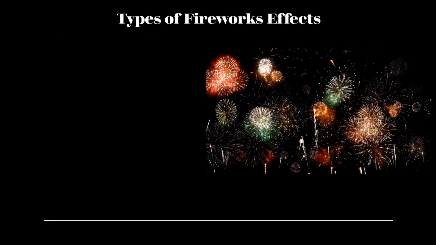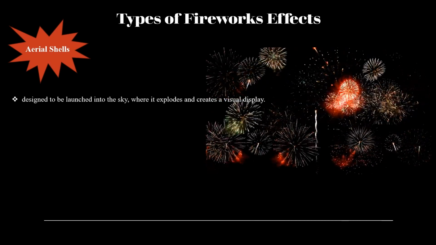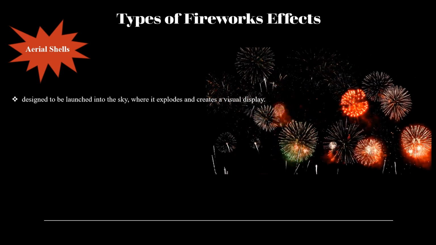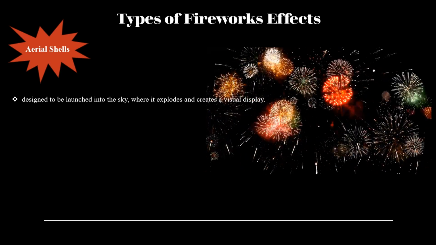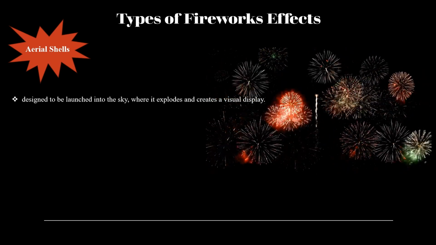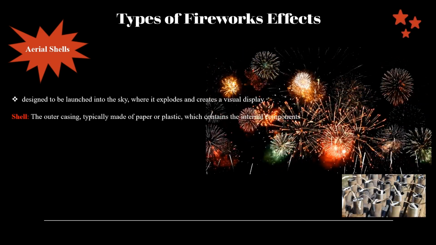The types of fireworks effects. The first, aerial shells. The aerial shells are designed to be launched into the sky where they explode and create a visual display. You can see in the video showing aerial shells. What are the components inside the aerial shells?